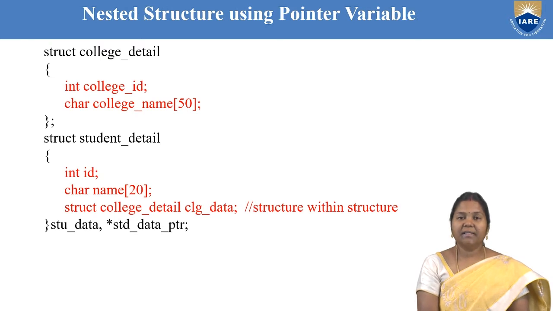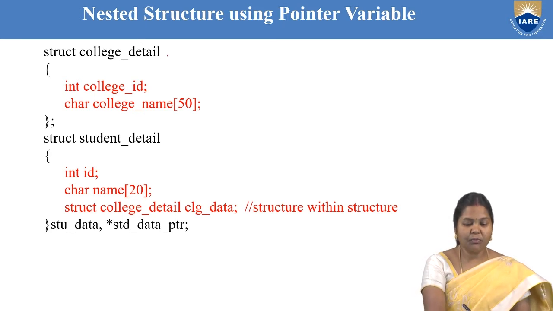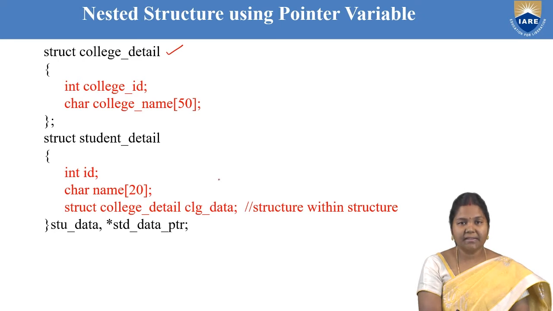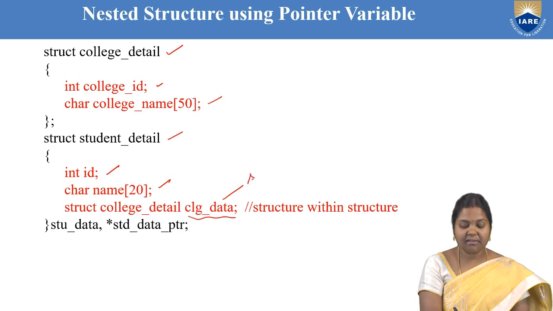Now, whenever you are using a nested structure, we can also declare a pointer variable. Whenever the variable is of pointer type, the arrow operator is used to access the members. Let us discuss a similar example. Here struct college_detail is the first structure, which contains college ID and college name. Then student_detail is another structure containing the ID of the student and the name of the student, followed by college_detail nested inside it. Here struct college_detail college_data is the simple structure variable for college_detail.